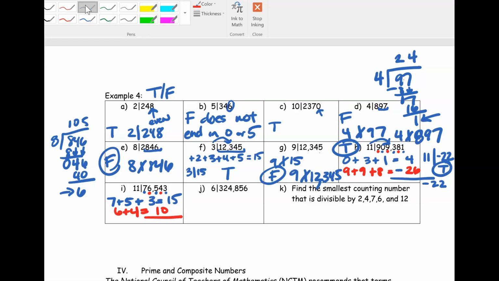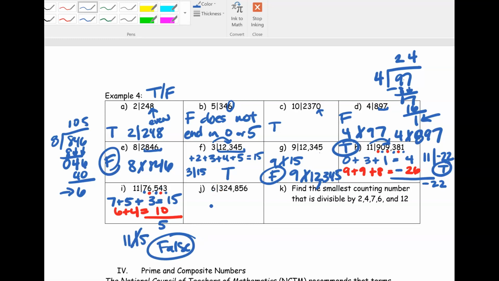Okay, and then I'm going to find the difference. 15 minus 10 is 5. Does 11 go into 5? No, it does not. So you're going to say false for this one. 11 is not going to go into 76,543. And then last but not least, 6.